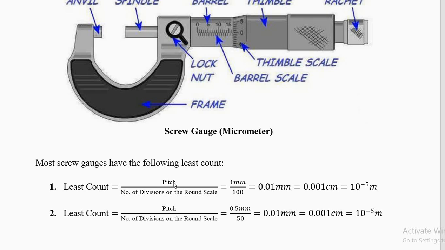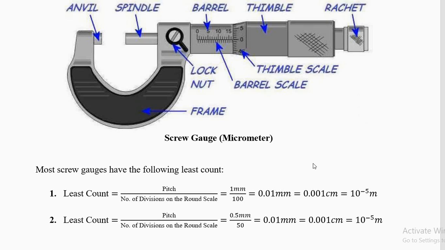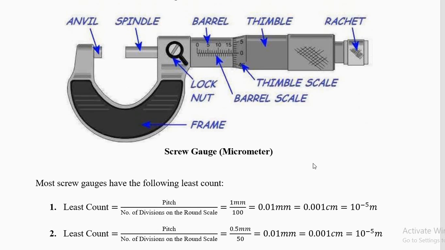Pitch is the height which you get by one rotation of the screw. Sometimes you'll have 1 millimeter divided by 100. Both are available in the market. Both have the same least count. Sometimes the least count is smaller than this. Smaller the least count, the better.